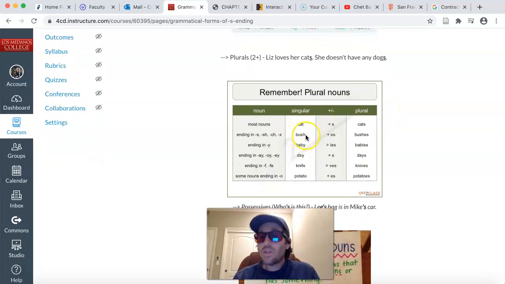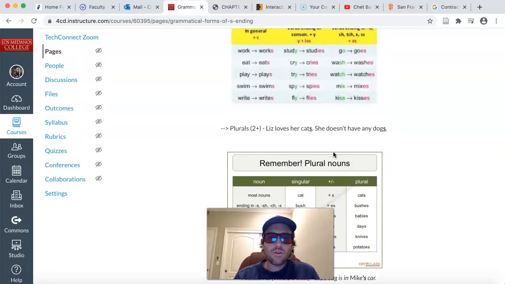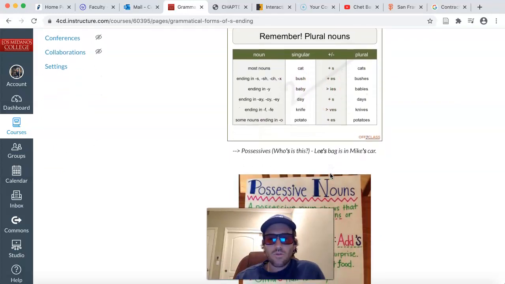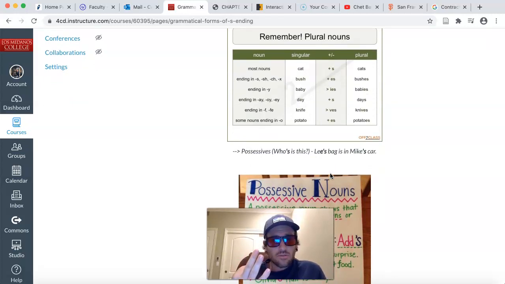We do have some irregularities with this, and they're kind of discussed up above here. But again, these are more grammar details than they are pronunciation details, so I'm not going to go over those in great detail. So we've talked about the S for third person for verbs. We've talked about the S for plural nouns. Now we're going to talk about the S for nouns when we want to indicate possession, what are called possessive nouns. To answer the question, whose is this?